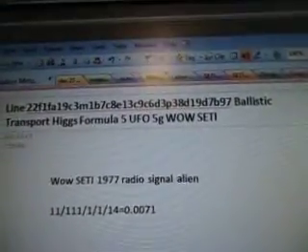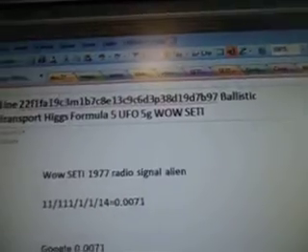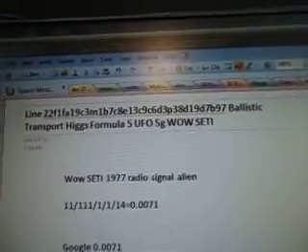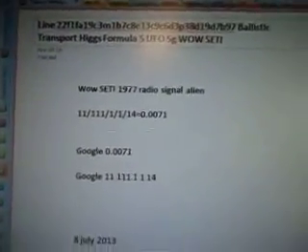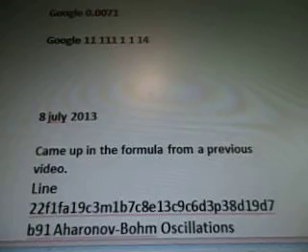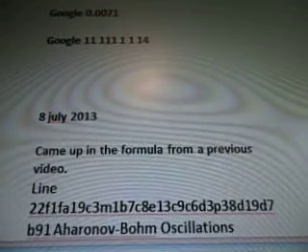Part 7B97E, line 22, 7B97, Ballistic Transport takes Formula 5, UFO 5G Wow Seti. You want to start at number 1. That's the alien radio signal. July 8th was when I was working on this, 2013. Today's August 7th.